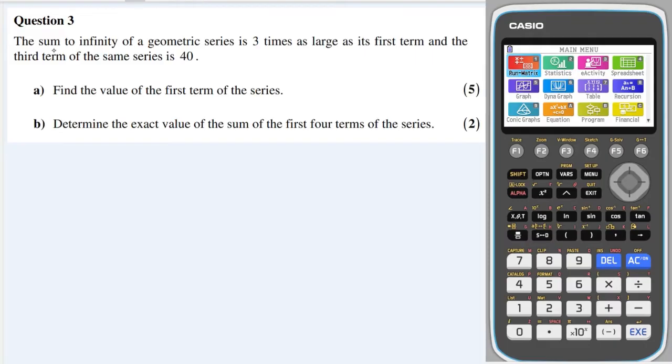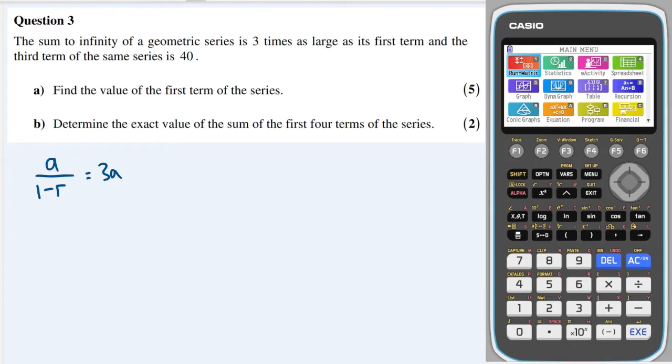Okay, next question. We've got the sum to infinity of a geometric sequence is 3 times larger than the first term. So the sum to infinity given in your formula booklet is this. And it's 3 times bigger than the first term a, which means if I multiply a by 3, then they are going to be equal to each other.